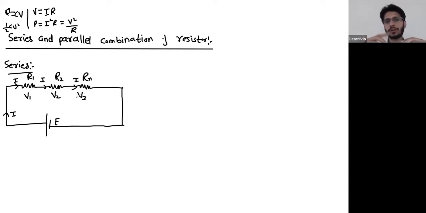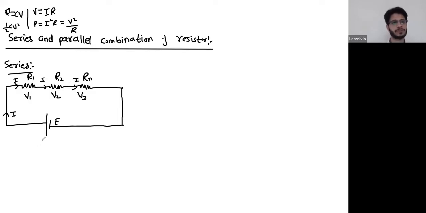It's similar to that of capacitors. Even when we did capacitors in series, the same charge was stored in each capacitor, but the voltage across each capacitor divides. The first task is to calculate R equivalent. So you can replace the whole circuit.